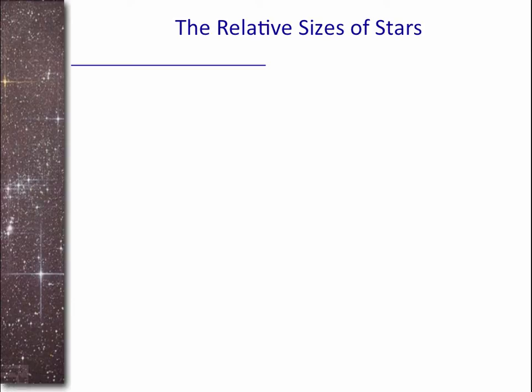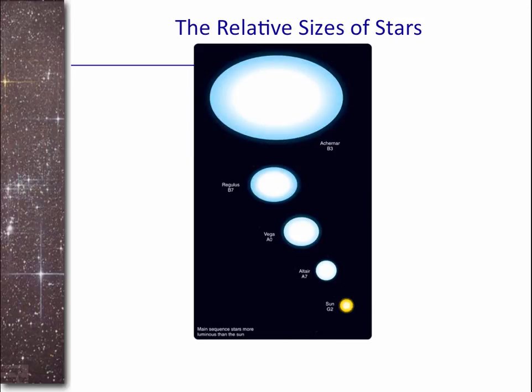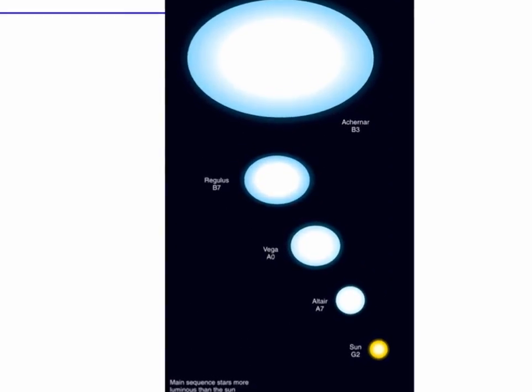So let's look at the relative sizes of stars. I'm going to show you some pictures that compare star sizes, and these are actual relative comparisons. The scale will differ from picture to picture. Let's just go ahead and see. So let's start with main sequence stars. In the lower right, we have the Sun. It's a G2 star, as you can see.